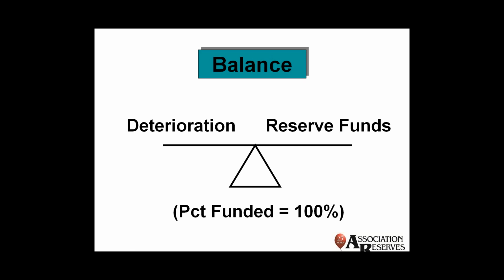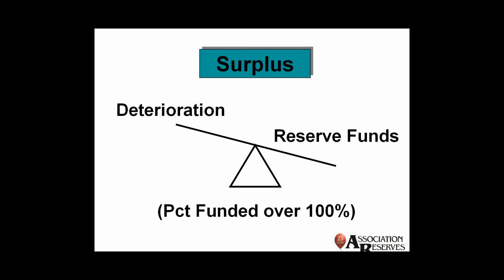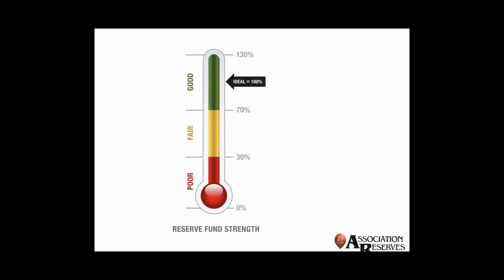If your reserve cash is equal to the value of reserve component deterioration, your reserves are 100% funded and your reserves are in balance. And if your reserve funds exceed the value of reserve component deterioration, your reserves are in a surplus position. And you can look at it kind of this way, like a thermometer. There's three general categories. Associations with reserves in the 0 to 30% funded range have a weak reserve fund. And that weak reserve fund means your association has a high risk of deferred maintenance or special assessments. No surprise, because your association has relatively little cash compared to the deterioration at the association.